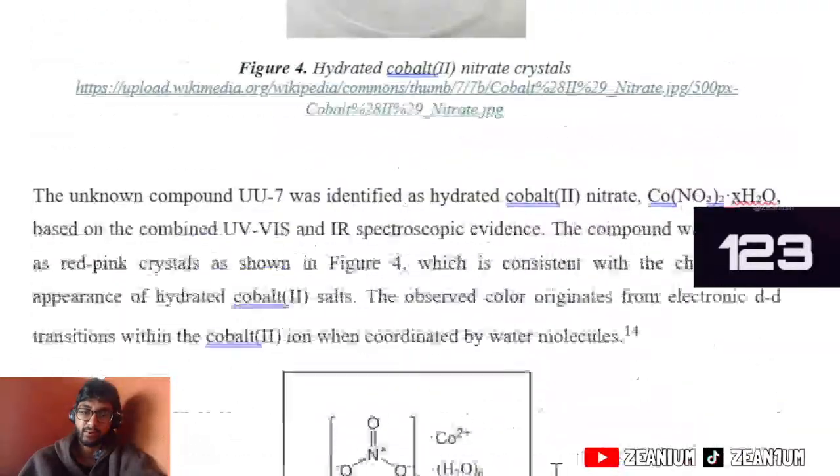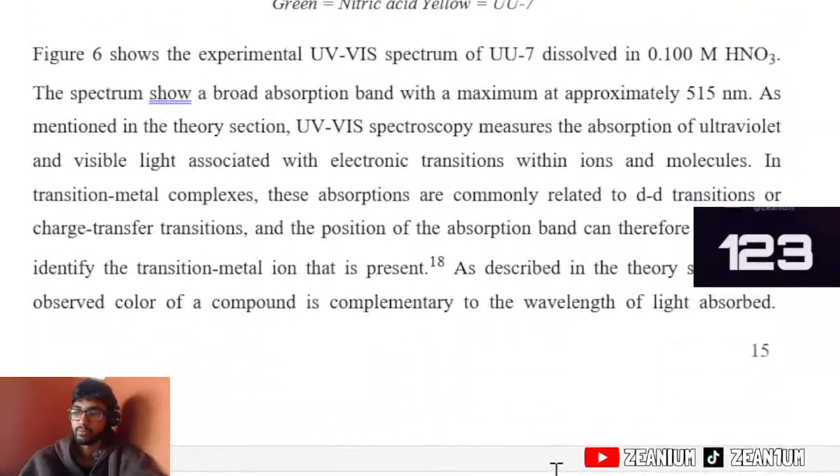Figure 5, right? Okay. Figure 6 shows the experimental UV spectrum of U7 dissolved in 1.100 molar nitric acid. The spectrum shows a broad absorption band with the maximum at approximately 515 nanometers. As mentioned in the theory section, I like to connect it with the theory section, so it's like a thread going on and it all makes sense, just like Attack on Titan.